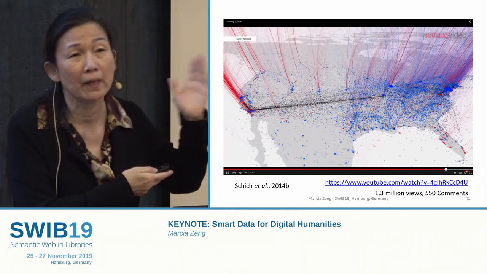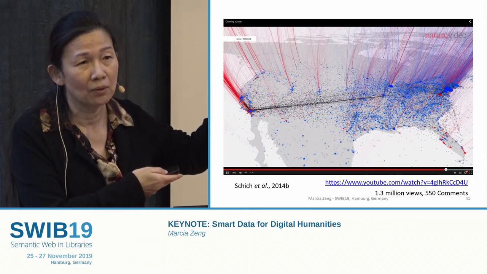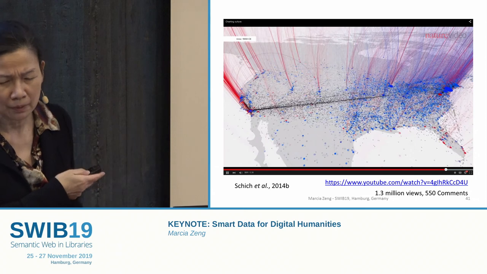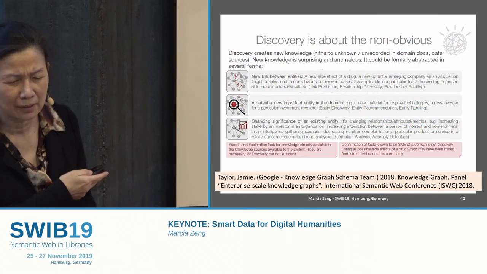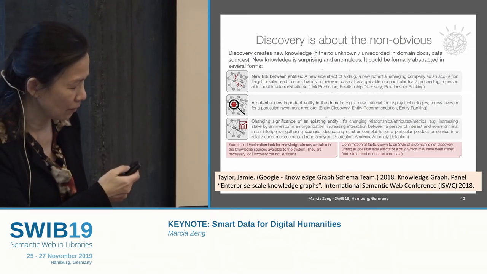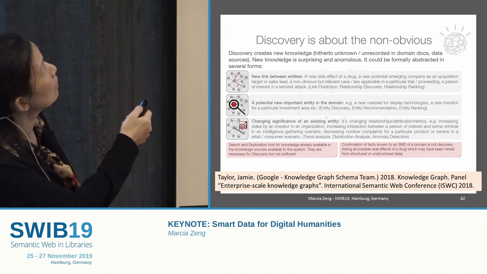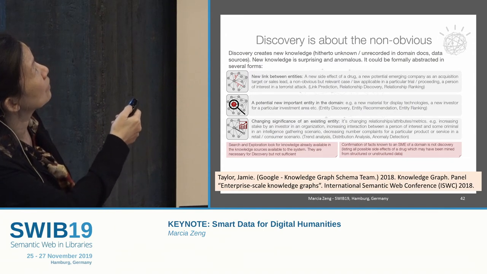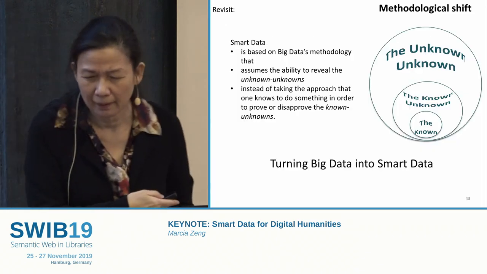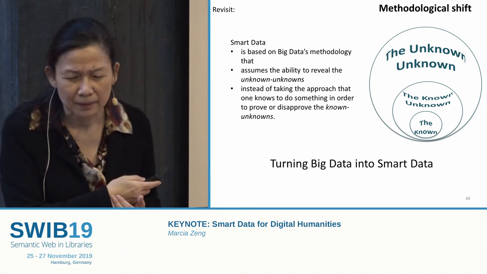This is 2014. Now this kind of research is already very popular, but we can see how Science and Nature grabbed it at that time and showed the importance. This also reminds us that discovery is about the non-obvious things. Combined with knowledge graphs and machine learning, you can see how discovery has become so important in data analysis. And it reminds us again about the methodology shift.